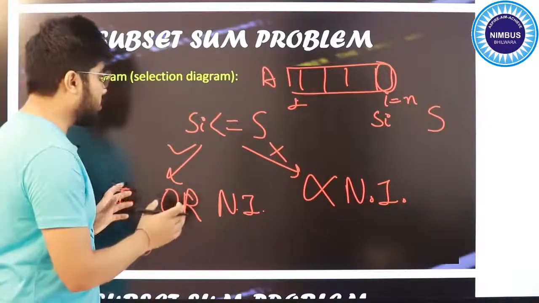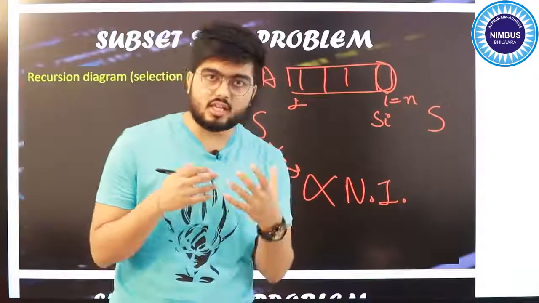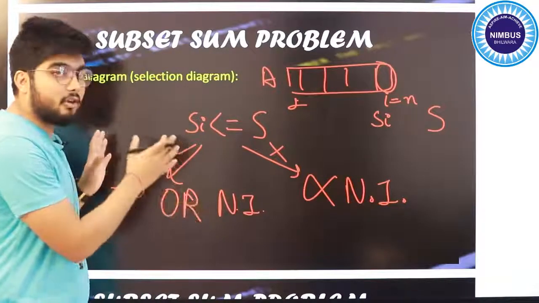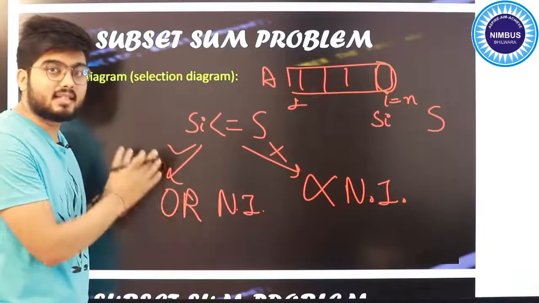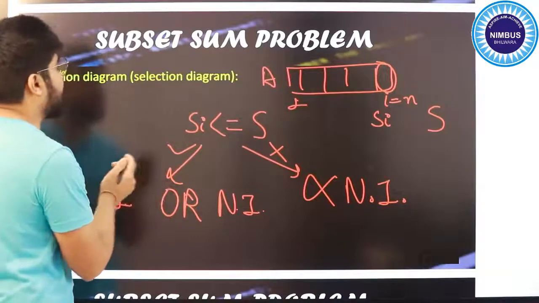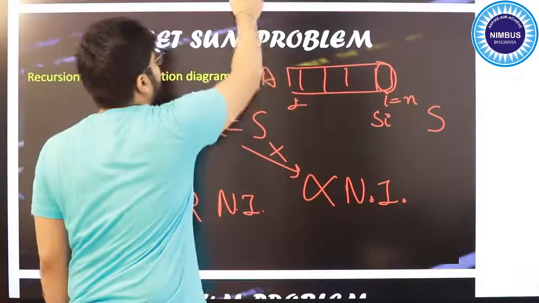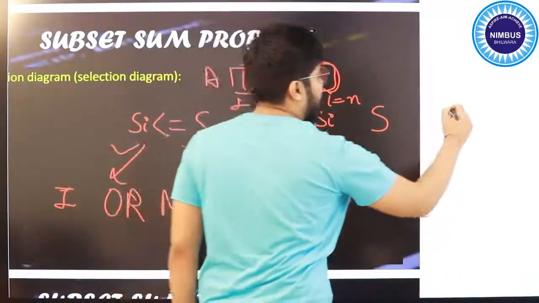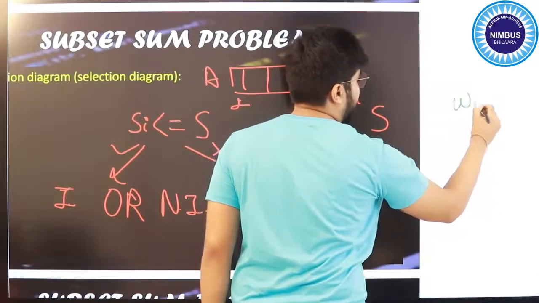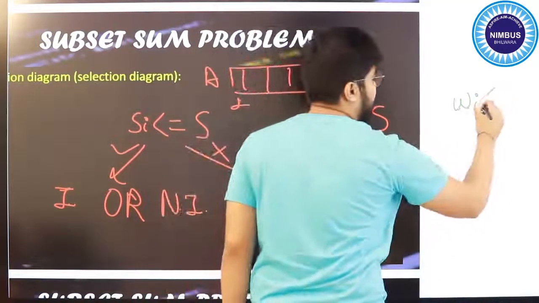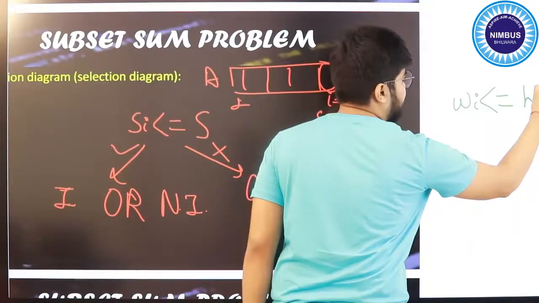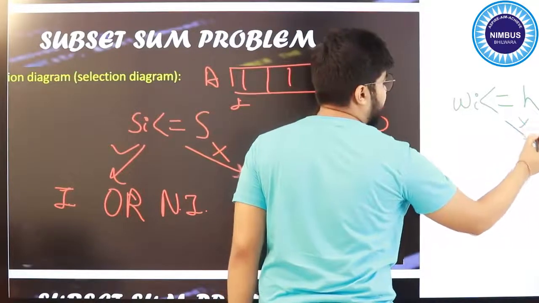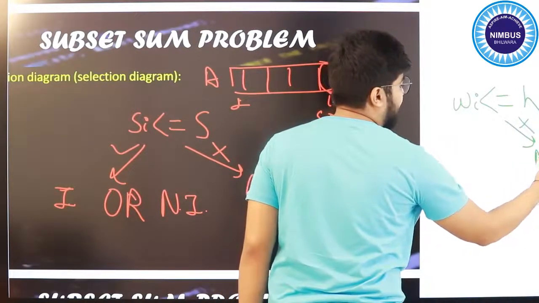ठीक है, तो अब ये देख के तुम्हें कुछ याद आ रहा है 01 knapsack का? Well, 01 knapsack में we have drawn exactly the same selection diagram, बस थोड़ा सा minute सा change है. So let's see. So in 01 knapsack, what we had was, instead of w of s of I, we had w of I, and we were checking its weight should be less than the weight of the knapsack bag we had.